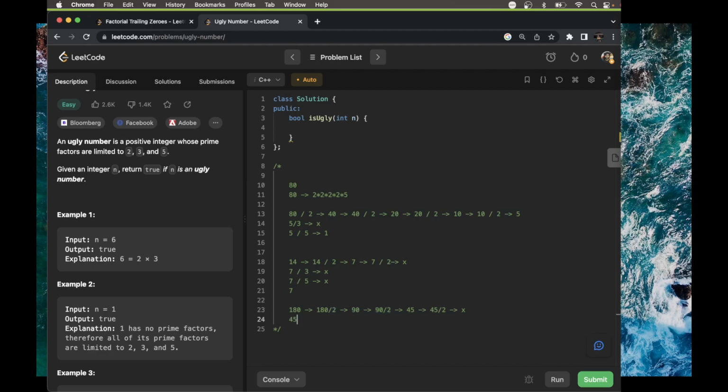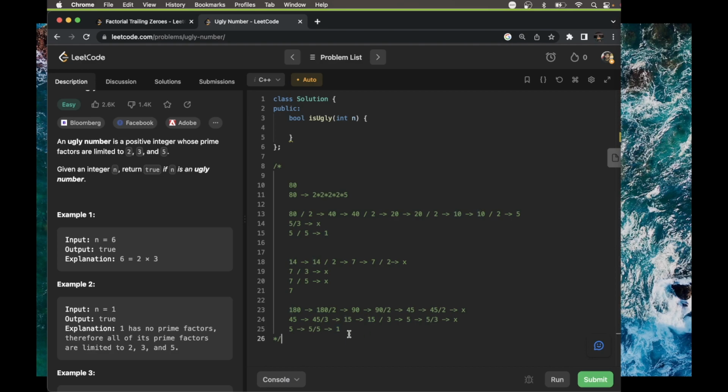Then you try to divide 45 by 3. What is 45 by 3? 15. Then you try to do 15 by 3. What is 15 by 3? 5. Then you try to do 5 by 3. 5 by 3 you cannot do. That means there are 2 occurrences of 3. That is also good. Now you are left with 5. Try to divide 5 with 5. There is only one occurrence of 5. So you reduce yourself to 1.